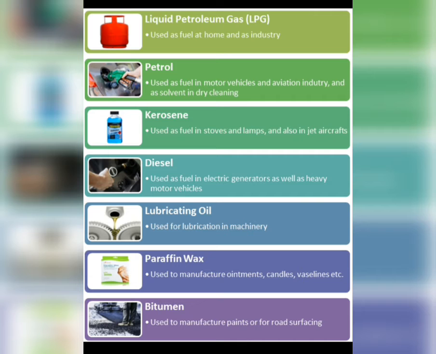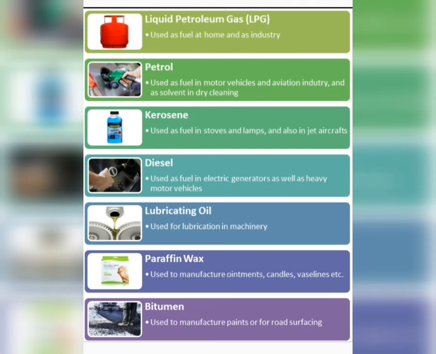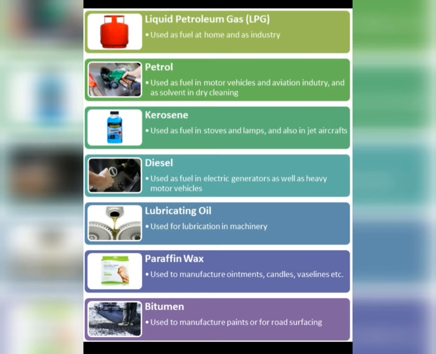Then another fraction is lubricating oil. It's used for lubrication in machines and engines, like car engines. Then comes paraffin wax. It's used for making candles, Vaseline, ointments, wax paper, grease. In fact, you may have seen the composition of Vaseline. Paraffin wax is always there. The next product is bitumen. It's used for road surfacing. It's also used for waterproofing the roofs of buildings.